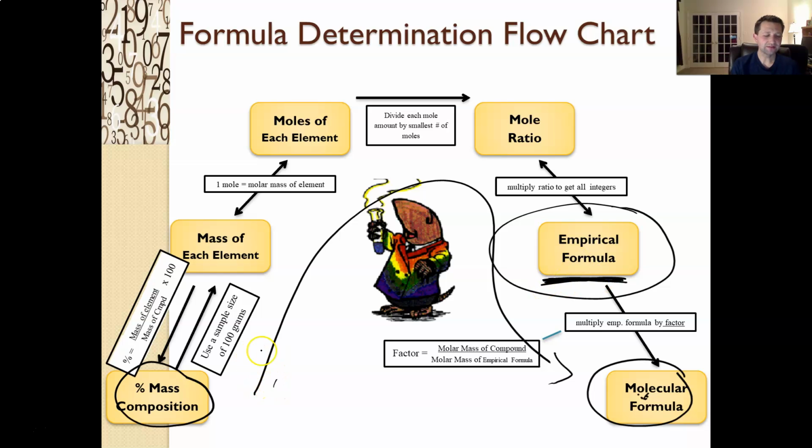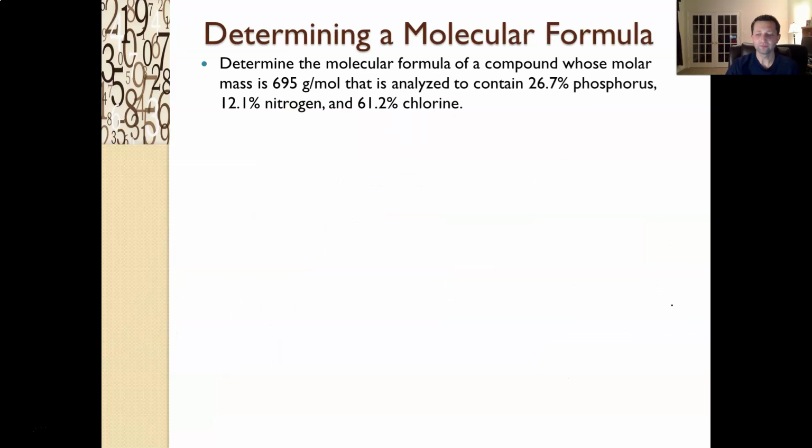So literally the first 4 steps of this are a complete review of about 20-ish minutes ago, at the beginning of this lesson. So let's go through and get the empirical formula. And then all we have to do is find our factor and go from there. So I'll walk us through it. We'll get it over with. So 26.7% phosphorus. Let's pretend we have 100 grams of this. So we would have 26.7 grams of phosphorus.